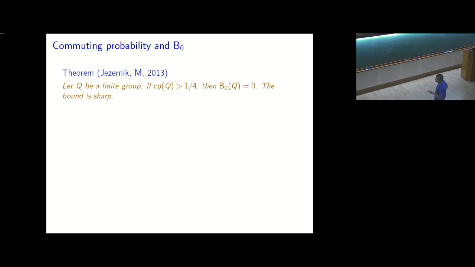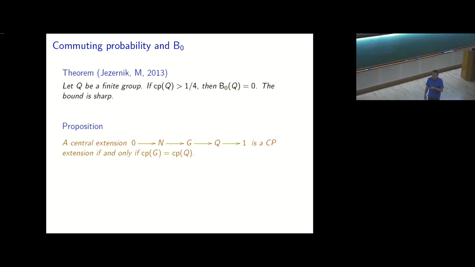This is what we proved in 2013. That if the commuting probability is bigger than 1/4, then the Bogomolov multiplier has to be trivial. This was kind of hard to prove. This was done by considering minimal counterexamples, and then it took like 20 pages. It was too technical, so I don't want to talk about it. We actually produced more accurate bounds if you just consider p-groups, but I skipped that.